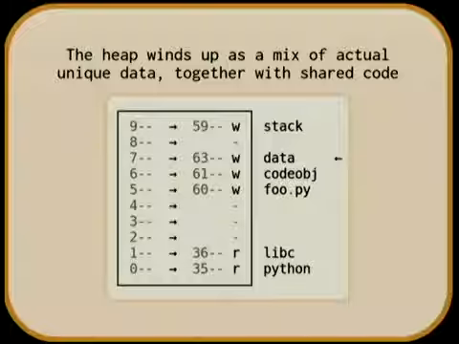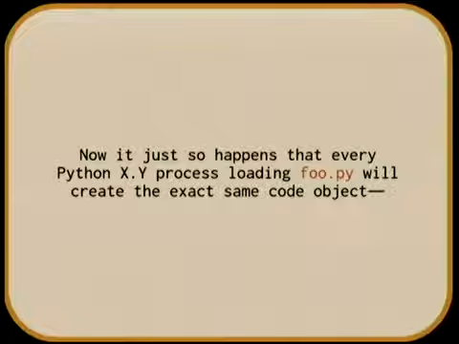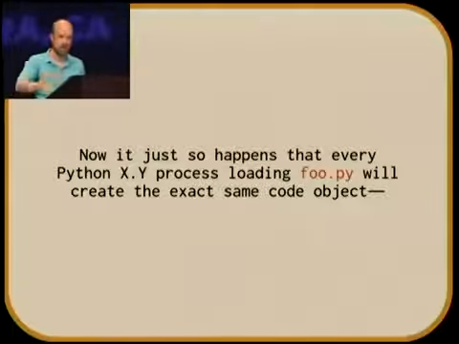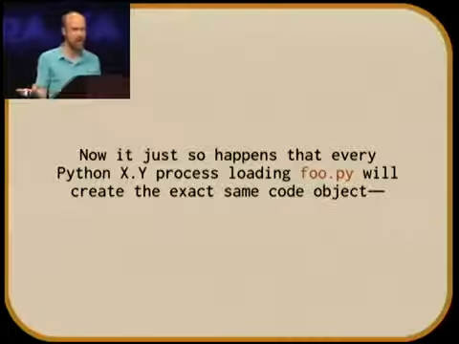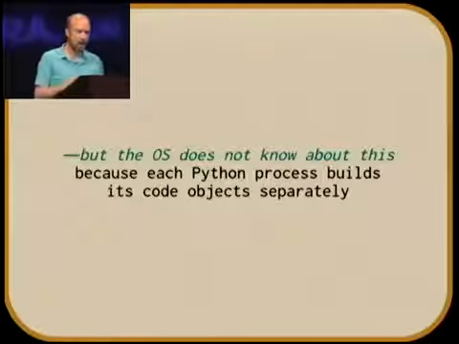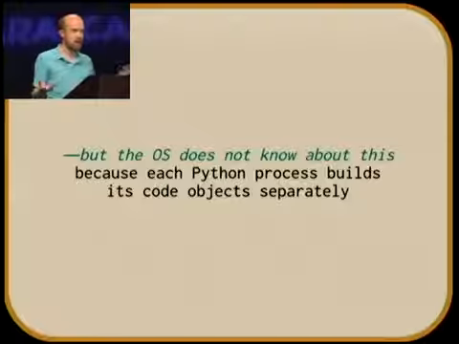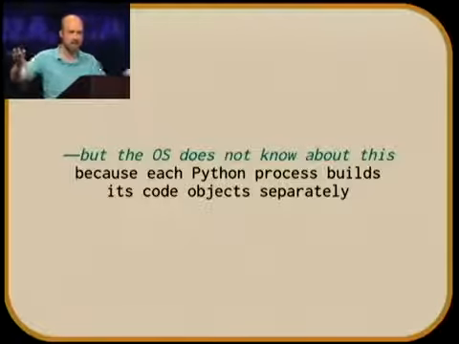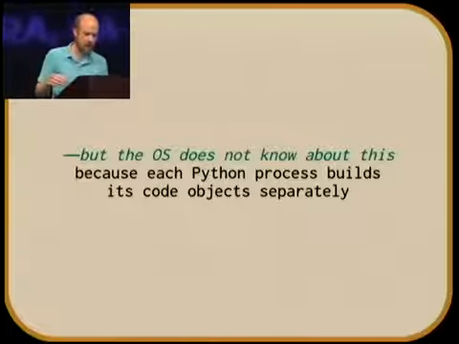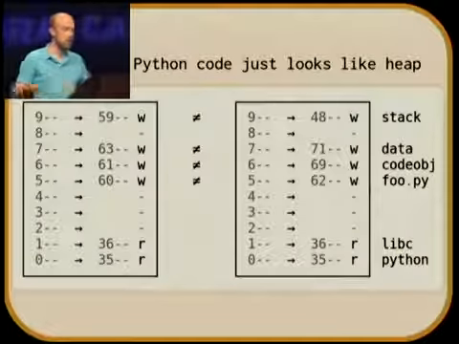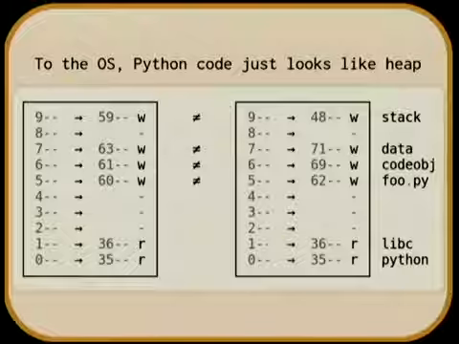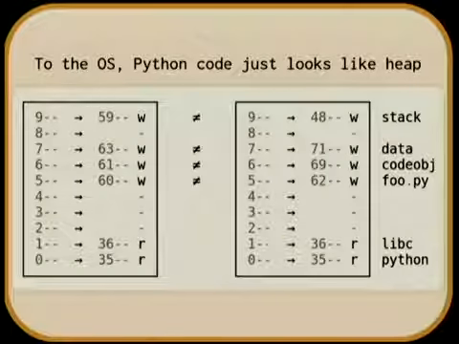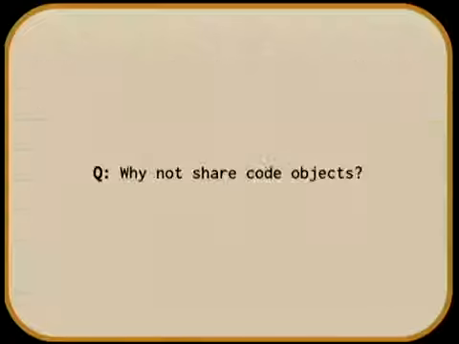So the heap winds up in Python as a mix of really unique data, page 7, together with code that's actually going to be shared among every copy of foo.py running. If Python 2.7 is asked to run foo.py lots of times, it's going to generate the same code object. But the OS has no way to know that. It doesn't know that all of your Python processes are rebuilding the same object code every time, and so that memory can't be shared. To the OS, pages that just get written in the middle of the process running look like heap and don't get shared.